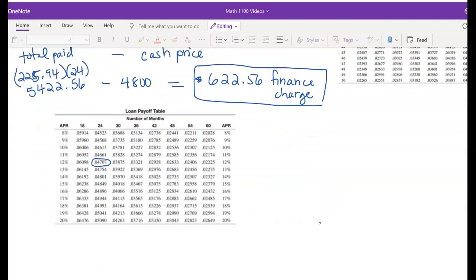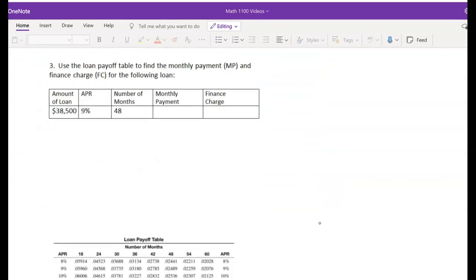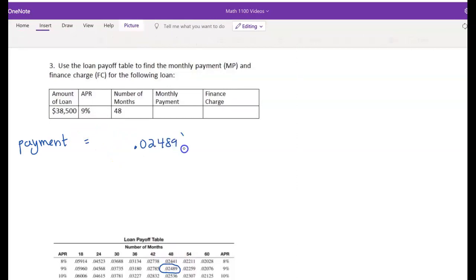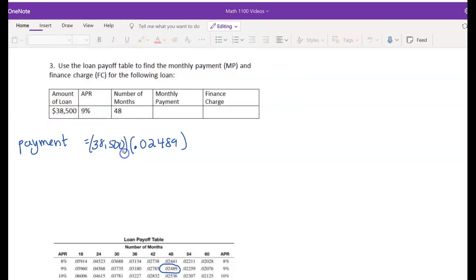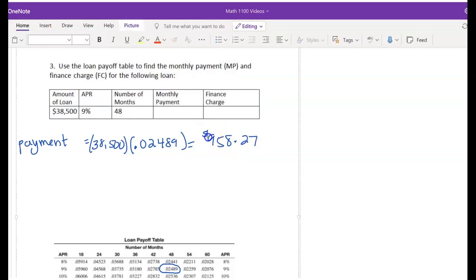Let's try question 3. Question 3 says use that loan payoff table, and we're going to use it for 48 months and 9%. So to calculate our payment, let's use that 9% row, and I'm going to go all the way over here to 48 payments and take that 0.02489, and I'm going to multiply that by the loan amount, $38,500. And I get a payment of $958.27.